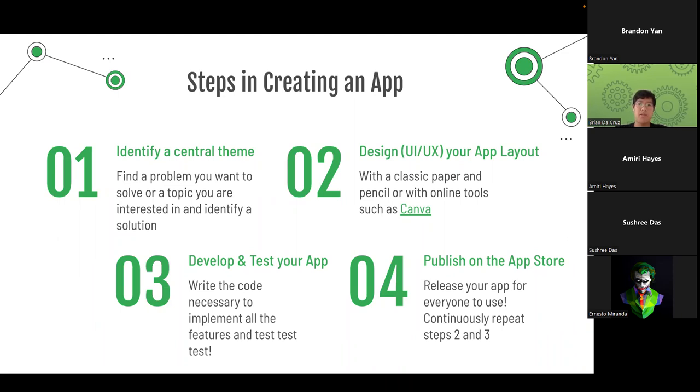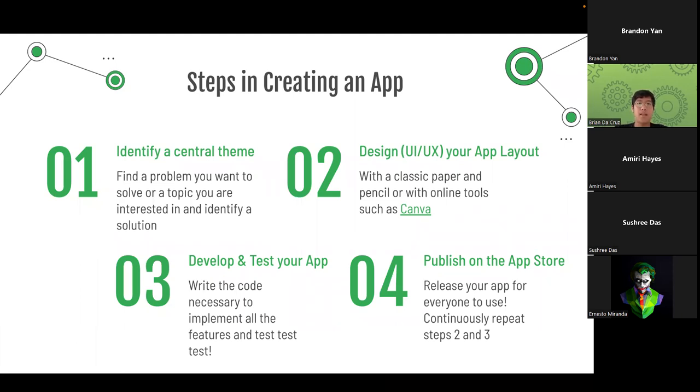The fourth step is going to be publishing on the App Store. So once you've built it out and designed it, and it's all there on your computer, you can release it for everyone else to use, right? And while you're doing so, it's important to not just leave it, but you also have to continuously add to it, update it, and make sure that it's fresh for everyone to be using, right? You don't want an outdated app.